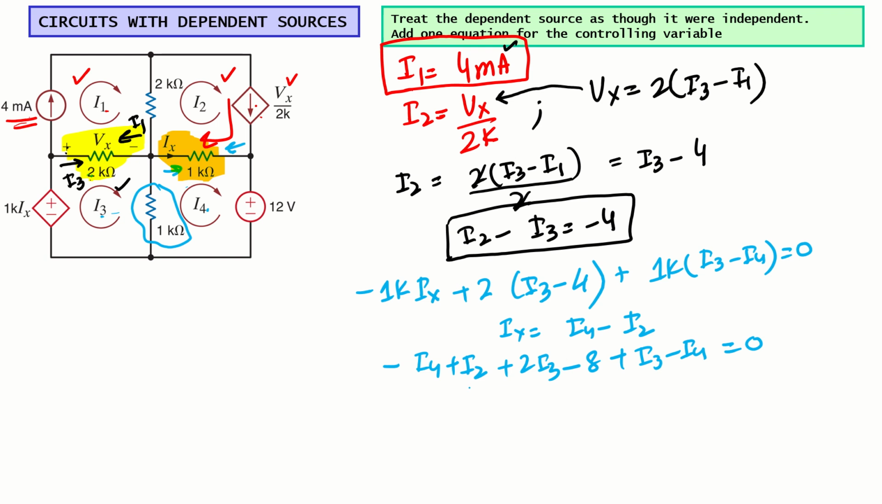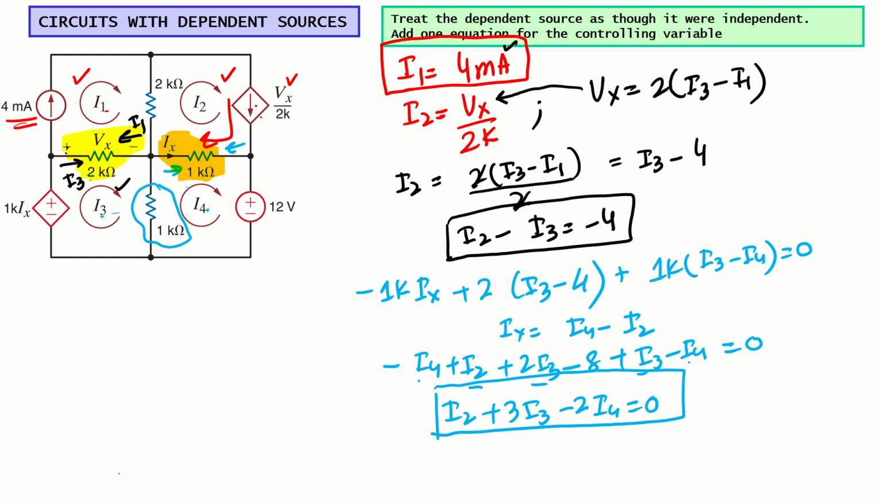So we have I2, then we have 2 times I3, this I3, so that will become basically 3I3. Then we have I4, so minus I4 minus I4, that will be minus 2 times I4 is equal to 0, right? So this is my equation for my third loop. So we are left with the last loop.